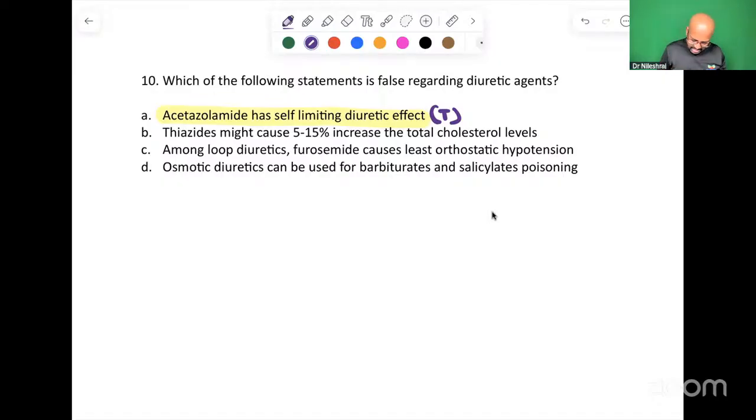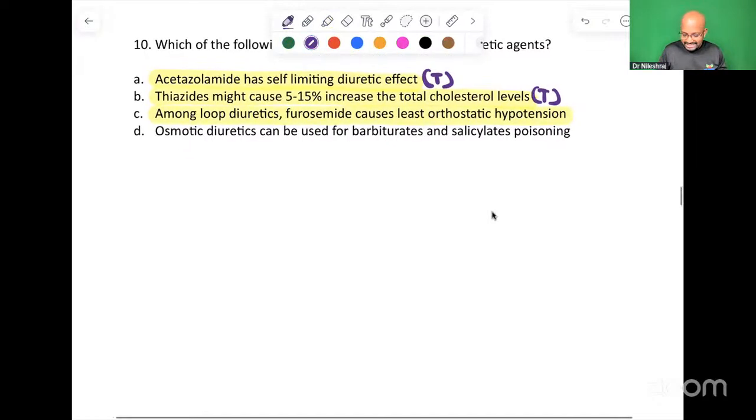Good. Second statement, thiazides might cause a 5 to 15% increase in the total cholesterol level. This is also a true statement. There will be an increase in the total cholesterol and also the triglyceride levels that is seen with thiazide diuretics. Among loop diuretics, furosemide causes least orthostatic hypotension. This is the false statement, buddy. This is the black sheep here.